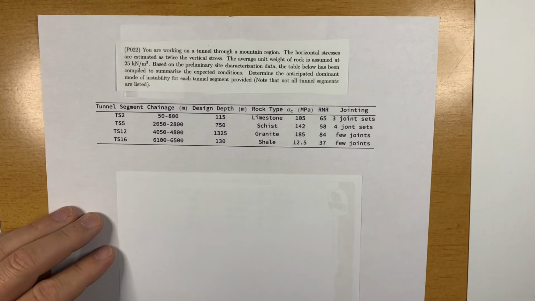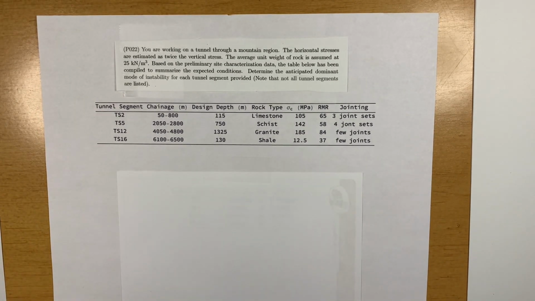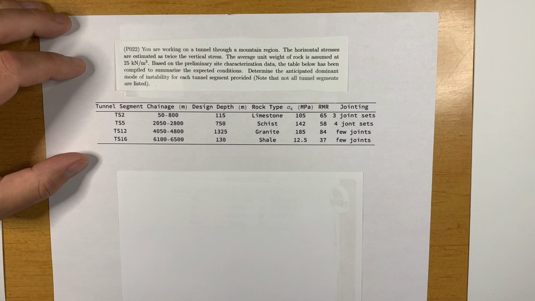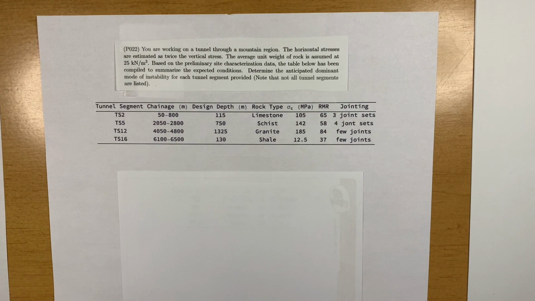So here's the problem. You're working on a tunnel through a mountain region. The horizontal stresses are estimated to be twice the vertical stresses. The average unit weight of the rock is assumed to be 25 kilonewton per cubic meter. Based on preliminary site characterization data, the table below has been compiled to summarize the expected conditions for each segment of the tunnel. Determine the anticipated dominant mode of instability for each segment.